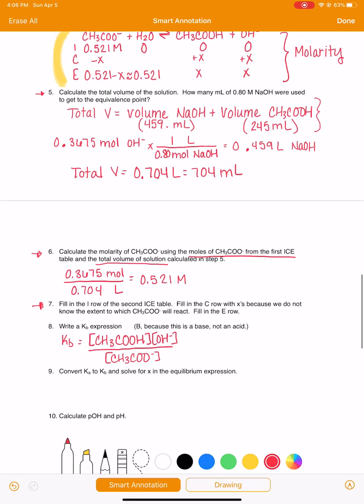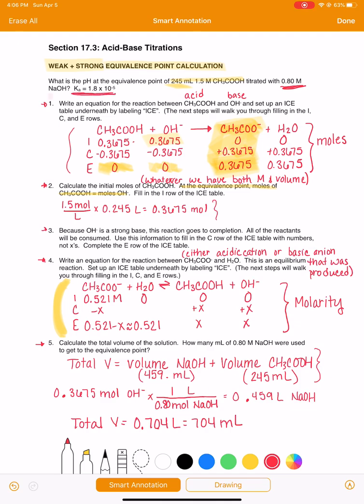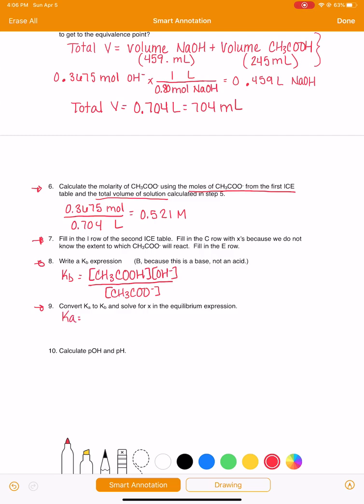Step number 9 is where we're at: convert Ka to Kb and solve for x. So let's go find our Ka. Our Ka in the problem at the top is 1.8 times 10 to the minus 5. I'm going to copy that down here. Ka is 1.8 times 10 to the minus 5. pKa is the negative log of the Ka, which is 4.74. So pKb is 14 minus the pKa, 9.26, and Kb is 10 to the negative pKb, which is 10 to the negative 9.26, which is 5.56 times 10 to the minus 10.